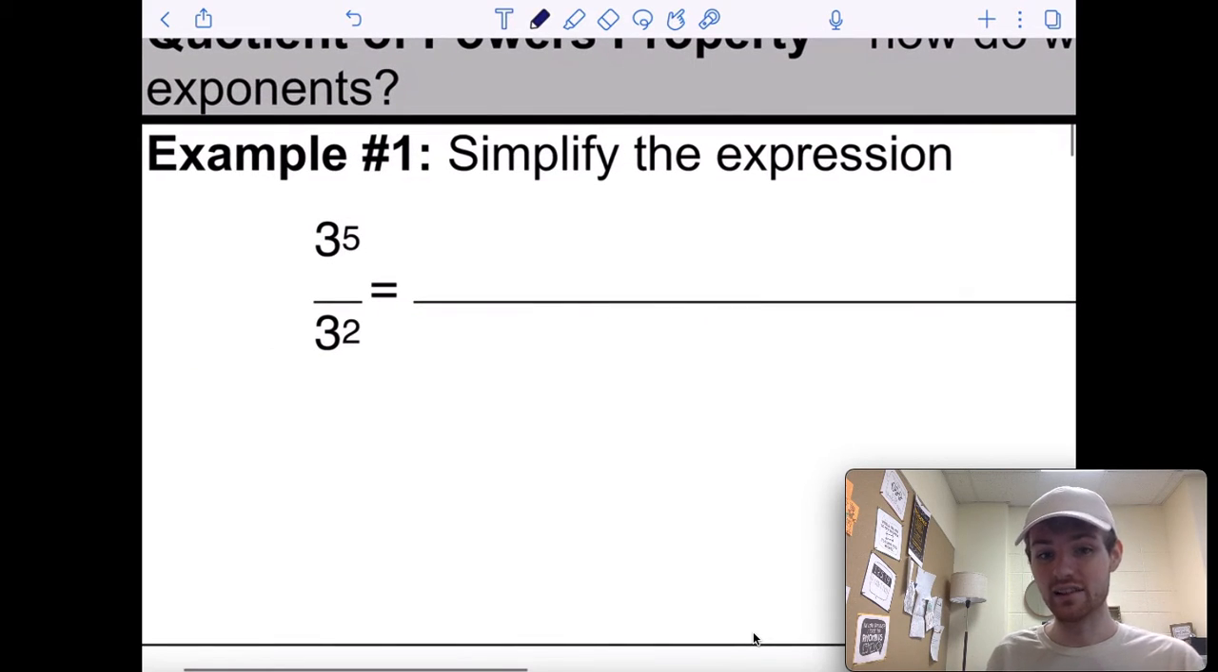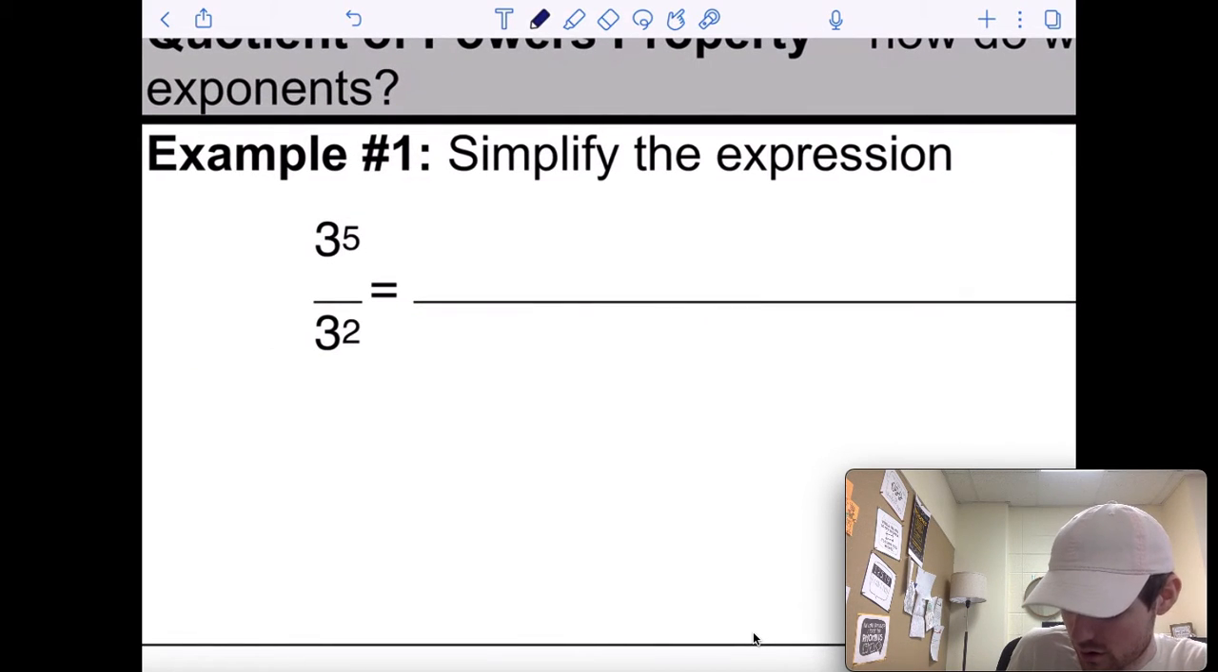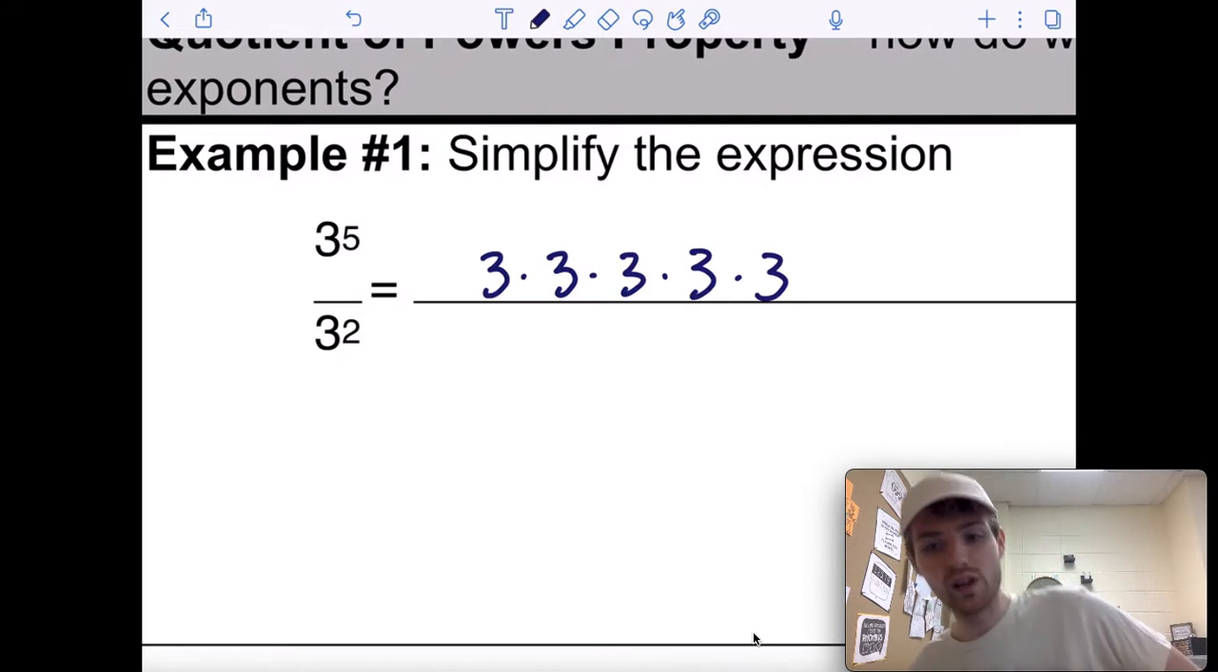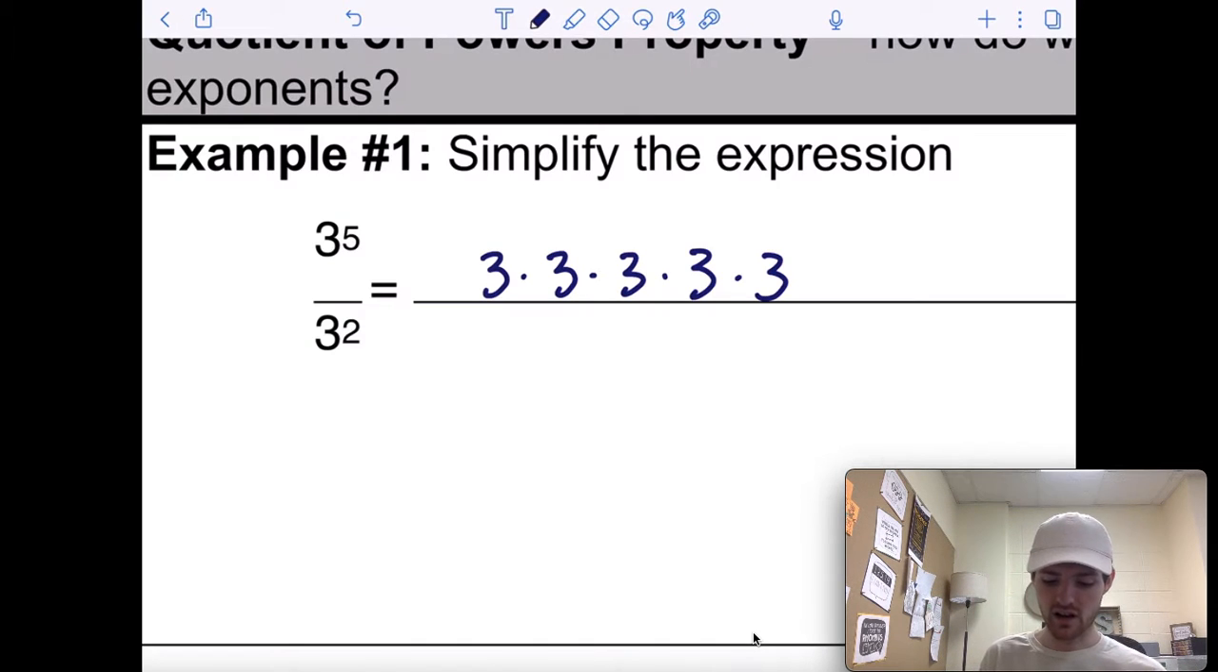When we see 3 to the 5th power, let's remember that we can write it out like this. When we see an exponent, we're saying, I'm taking the number 3 and I'm multiplying it by 3 5 times, right? So 3 times 3 times 3 times 3 times 3. Well, 3 squared would then just be 3 times 3.